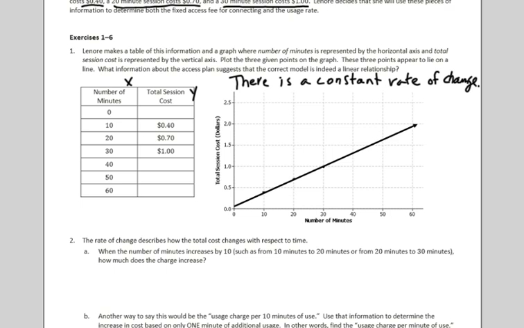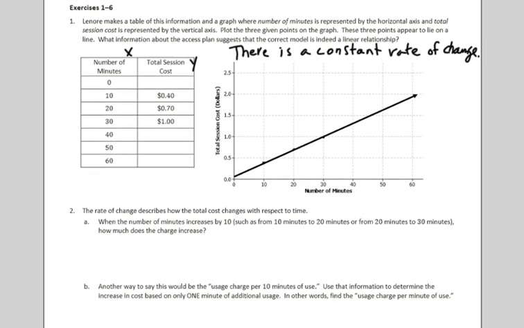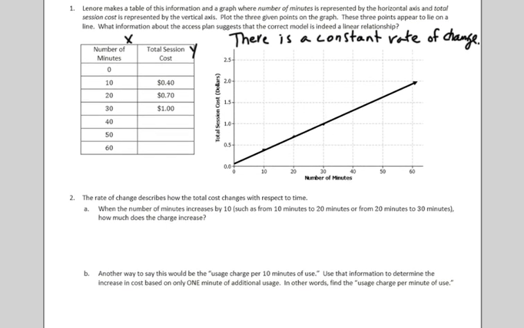So part 2, the rate of change describes how the total cost changes with respect to time. The number of minutes increases by 10. So when this goes up by 10 minutes, how much does the charge increase? So this goes up 30 cents for 10 minutes. That is how much it increases. Another way to say this would be the usage charge per 10 minutes of use.